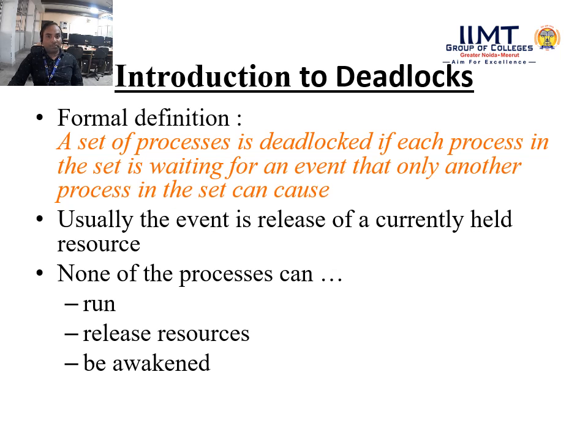In another way, we can simply say two or more processes want to share the same resource at the same time. Then there may be the condition of the deadlock. So I have given the formal definition. A set of processes is deadlocked if each process in the set is waiting for an event that only another process in the set can cause. Usually, the event is the release of a currently held resource.